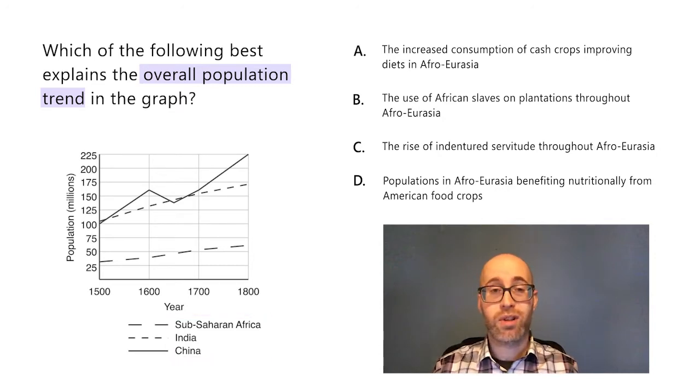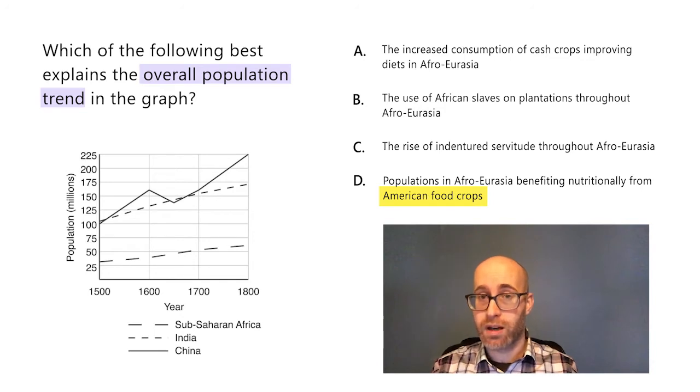The graph also starts in the year 1500, which is right around the time that Europeans first began interacting with the Americas. So you might have been able to predict that the correct answer would have something to do with food, because one of the important consequences of this new interaction, called the Columbian Exchange, was the importation of several foods to Europe and Afro-Eurasia.